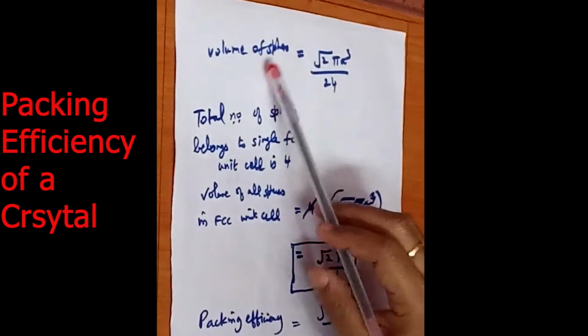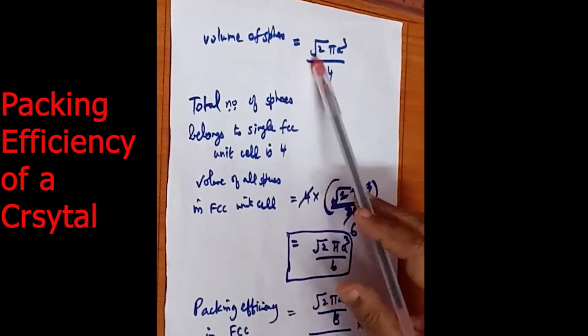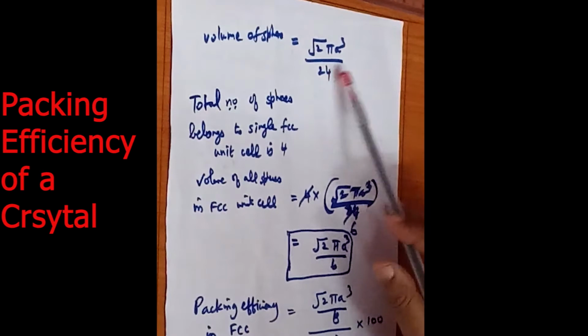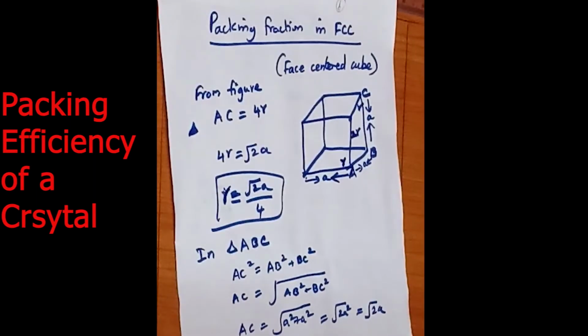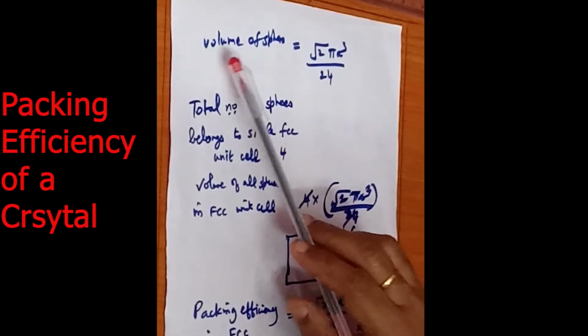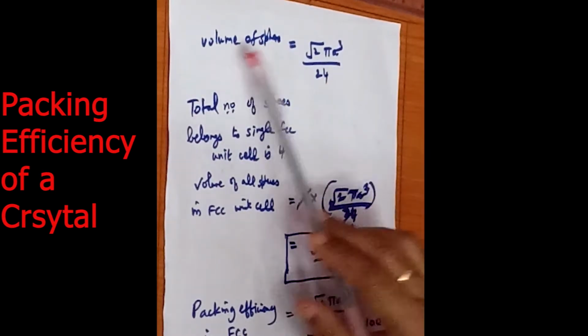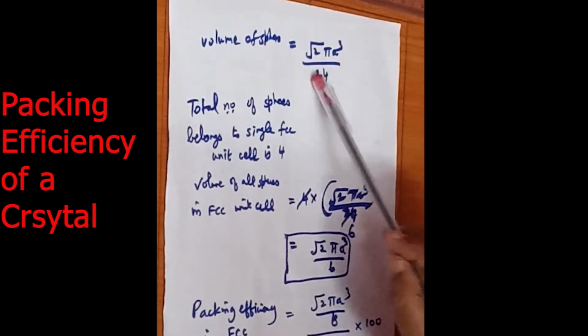So after everything cancels, the volume of the sphere we get is root 2 pi a cube by 24. So this you have to work out and see. How 24 comes is that the upper term and the lower term cancel and we get what remains. So you work out and see, so that you will get this value. Volume of sphere equals root 2 pi a cube by 24.